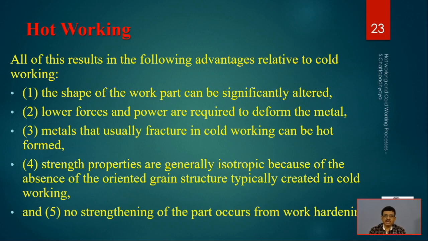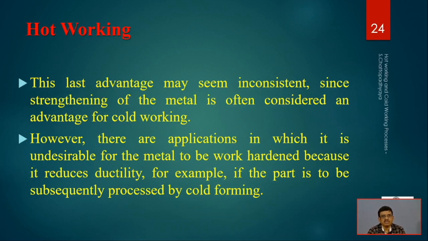Strength properties are isotropic in nature, it will be homogeneous. The grain structure typically created in cold forming has some directional part. Here it is isotropic and there is no strengthening of the part. Because of being above the recrystallization temperature, strain hardening will not occur. So that means it is easy to deform. Sometimes strain hardening is a defeating process for cold working because of its hardening effect. That is a great advantage of the hot working process.